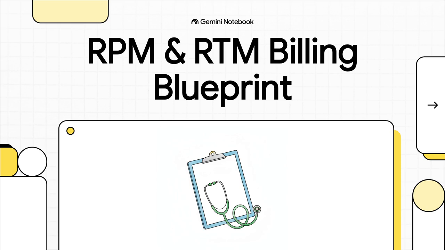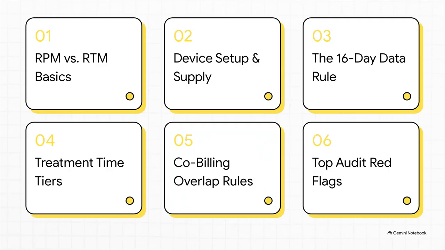So today I'm putting on my medical coding instructor hat to give you the exact step-by-step blueprint to navigate these digital health codes safely, accurately, and confidently. Here's exactly what we're going to cover today. We'll start with the basics of RPM versus RTM, move into device setup and supply, break down the critical 16-day data rule, look at treatment management time tiers, map out co-billing overlap rules, and finally wrap up with the top audit red flags you need to avoid. Let's get right into it.